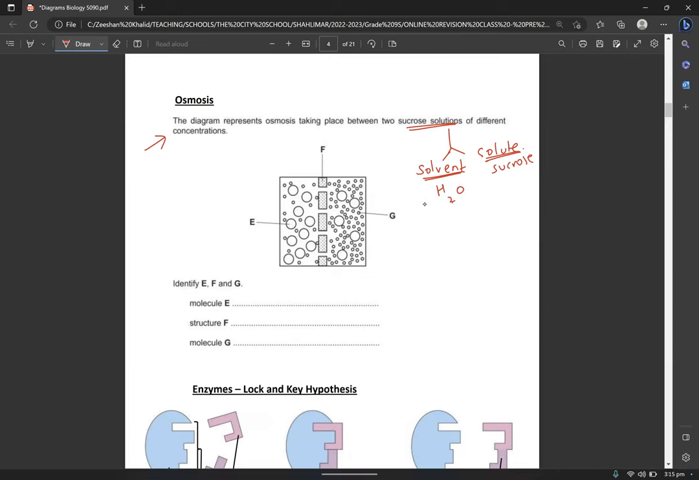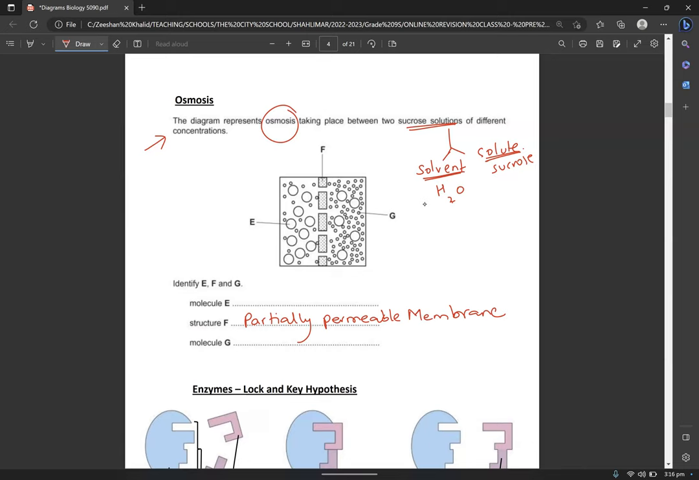Identify E, F, and G. Okay, so E, F, and G. So F is very simple. ये आपकी partially permeable membrane है. क्यों मुझे पता लगा ये partially permeable या semi permeable membrane है? Because it says in the diagram it represents osmosis taking place. Okay, so this is a partially permeable membrane. या semi permeable लिख लें, partially permeable लिख लें, it's one and the same thing.